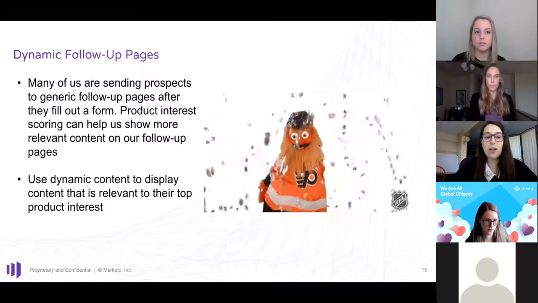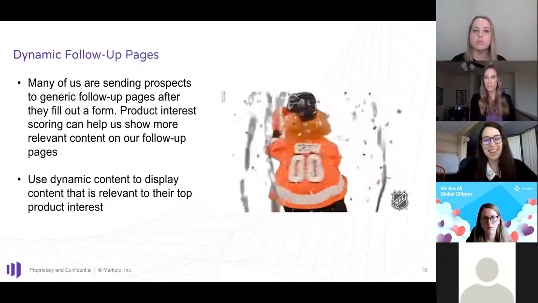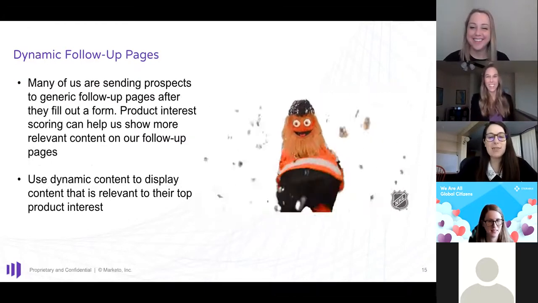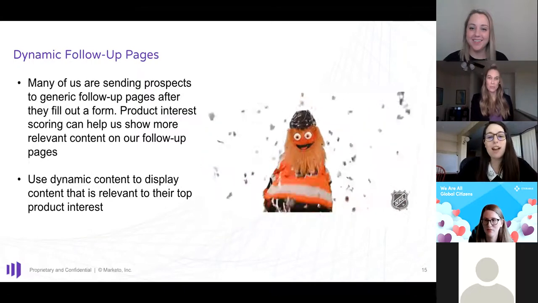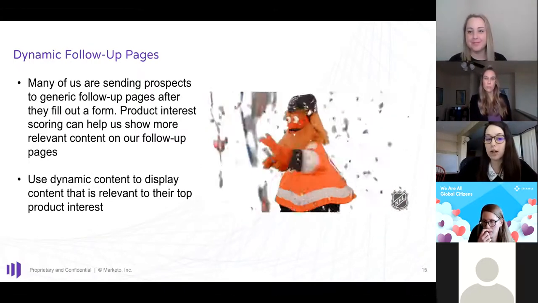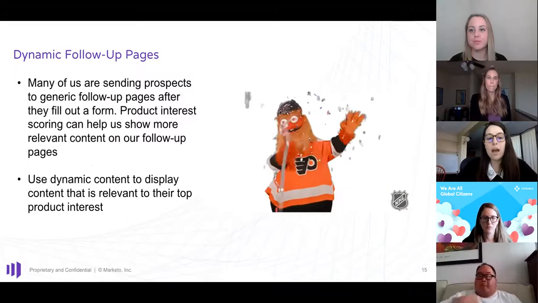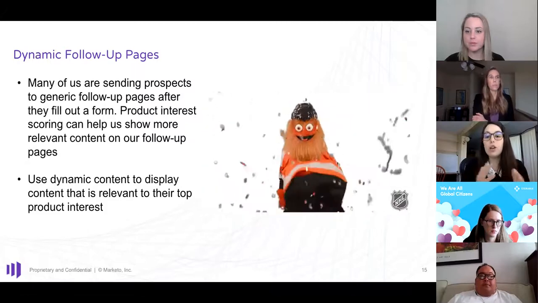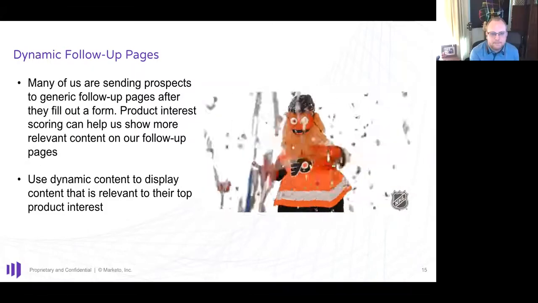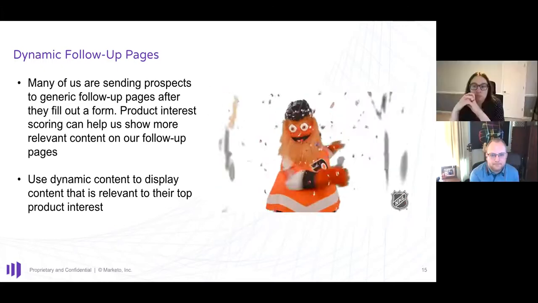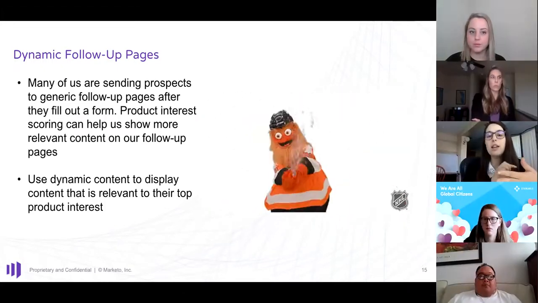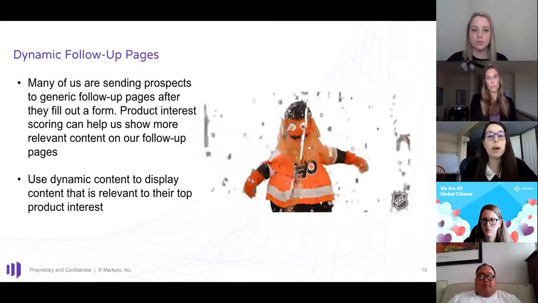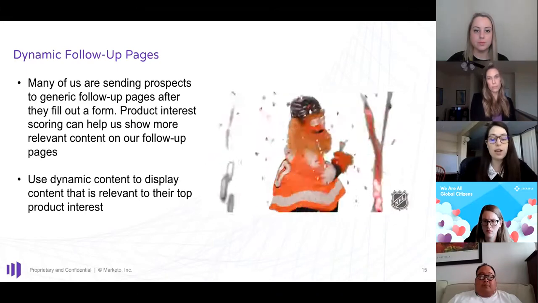Another really simple application of this that's a really good quick win: I think a lot of us are sending prospects to a very generic follow-up page after they fill out a form. And product interest scoring can allow us to show them content they're really interested in. So instead of just "thanks for filling out this form, we'll be in touch," you can give them "thanks for filling out this form, we'll be in touch, and here's 3 different assets that are applicable to your use case based on what we know about your top product interest."